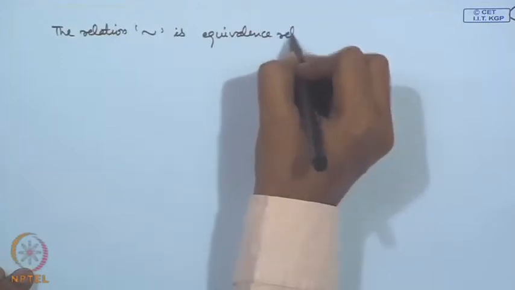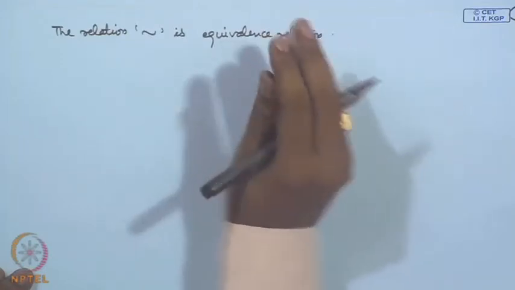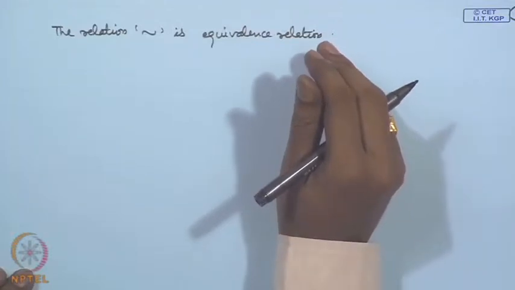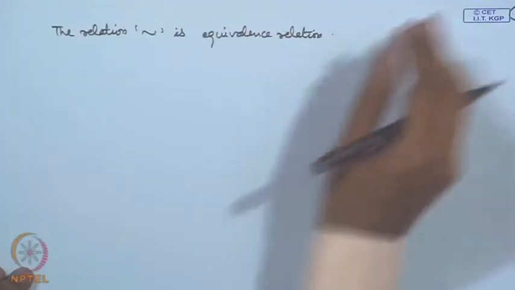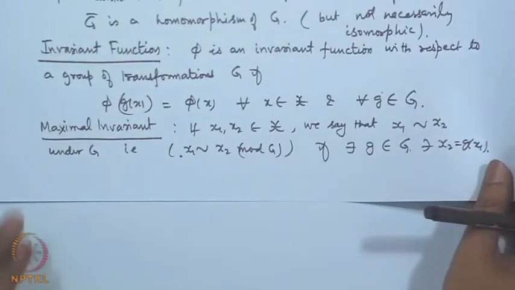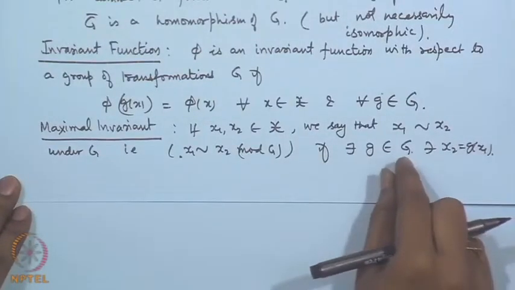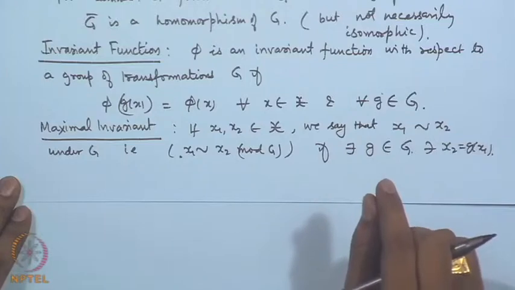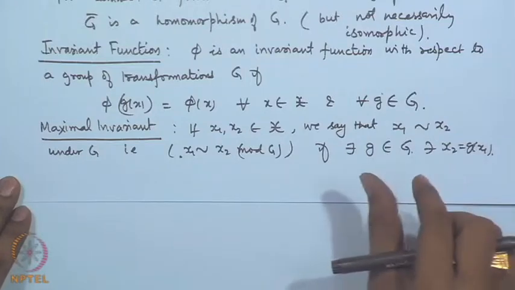That means it is reflexive, symmetric and transitive, because every element is related to itself, or equivalent to itself, using the identity transformation. Since G is a group, the identity element belongs to it. Now, if I say x1 is equivalent to x2, so x2 is equal to g x1, then x1 is equal to g inverse x2. That means x2 is also equivalent to x1, because g inverse also belongs to G.